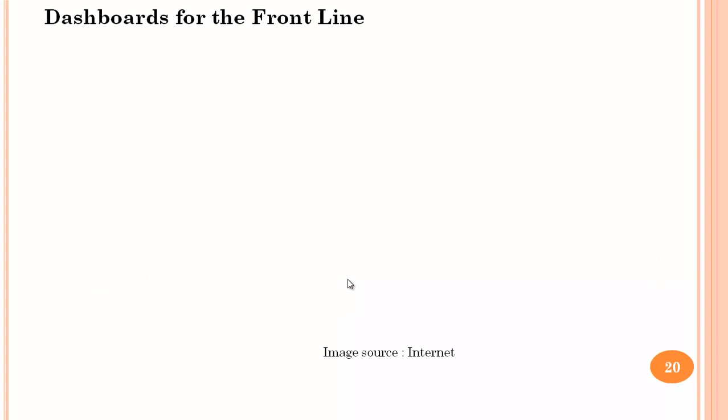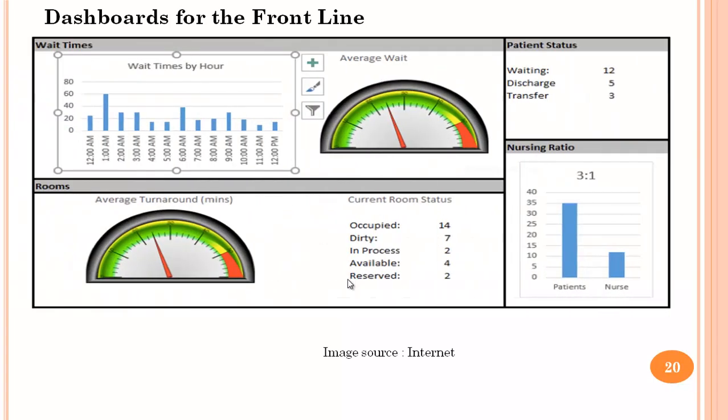Dashboard for the frontline. Okay, this picture shows an example of a dashboard. How it looks: wait time by hours, average wait, patient distress, waiting, discharge and transfer, nursing ratio, patient and nurse. Okay, there is one nurse on 3 patients. Current room status: occupied 14, dirty 7, in process 2, available 4, reserved 2.